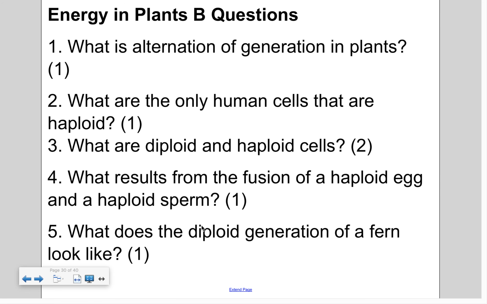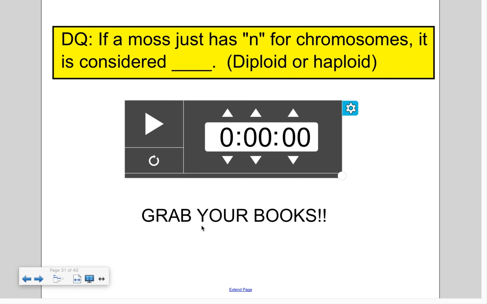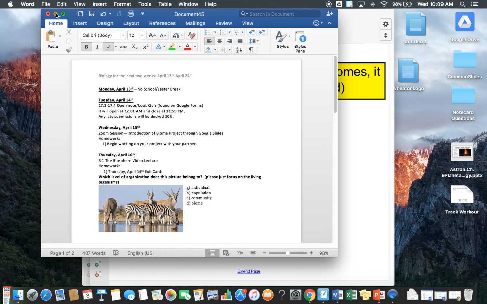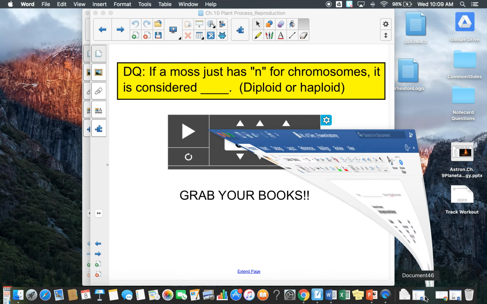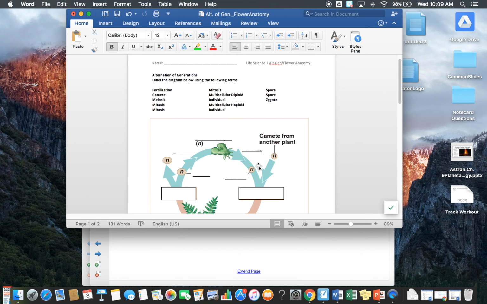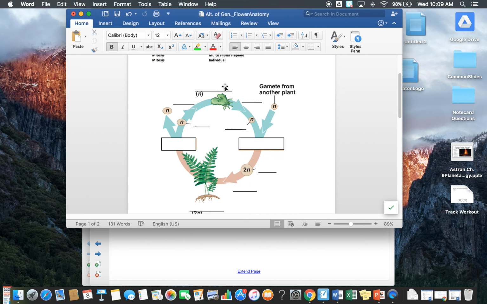All right, so ignore these. You have a different assignment that's posted on Google Classroom, so we are not doing the B questions, and I actually want to talk a little bit about the homework and what it looks like. Wrong file. This one. Okay, so this is what your assignment looks like. Alt-gen/flower anatomy. This side is all about alternation of generation. All you have to do is label this diagram. If I were you, I'd probably go back to the video and find a diagram, or use your book. But these guys are going to be your actual individuals.